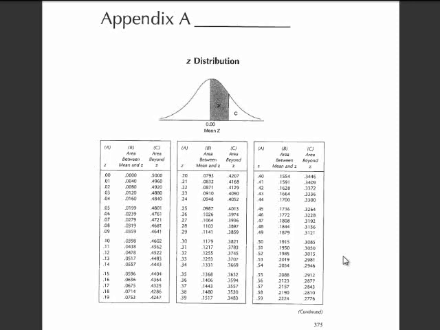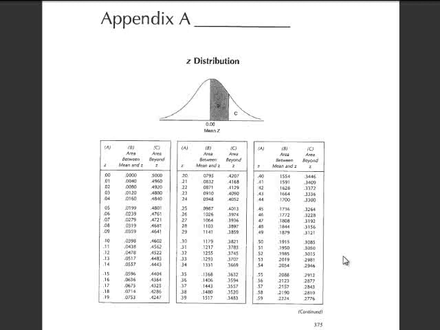All right, the purpose of this lesson is to introduce you to how to use Appendix A in your textbook and some of the types of questions that we can answer using the z-distribution. Appendix A begins on page 375. I've PDF'd a copy of the first page here.